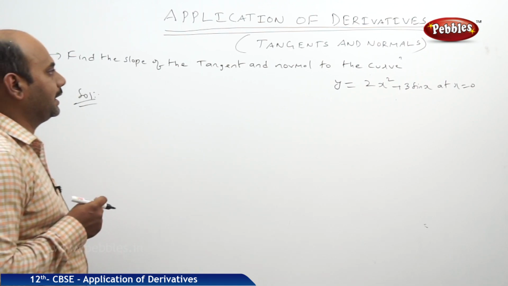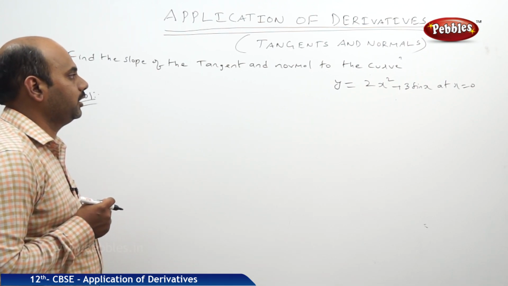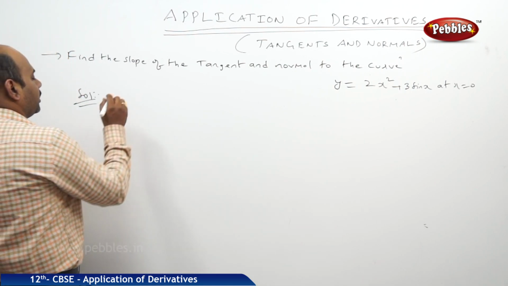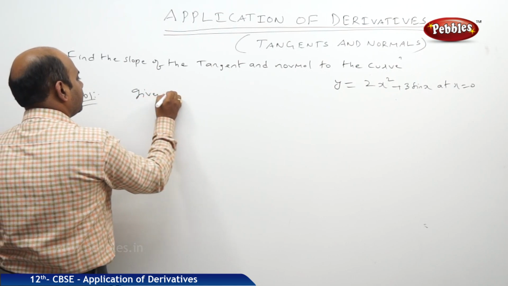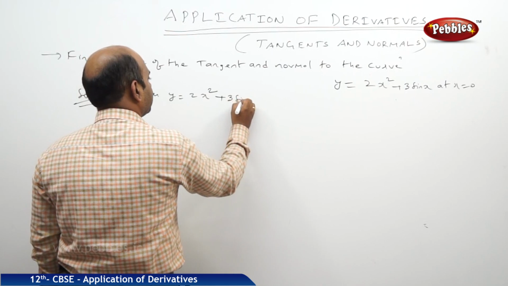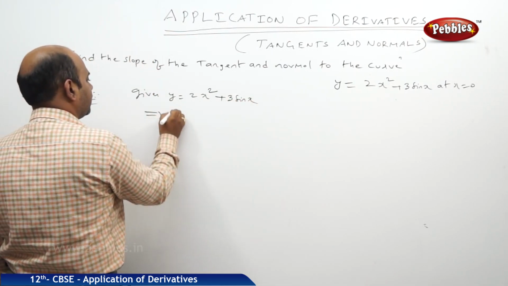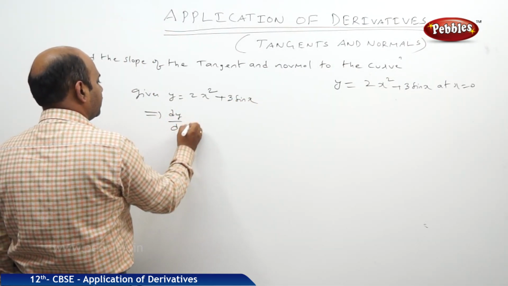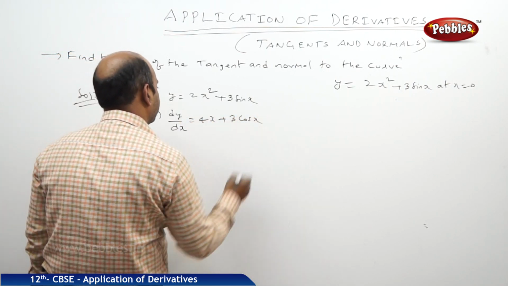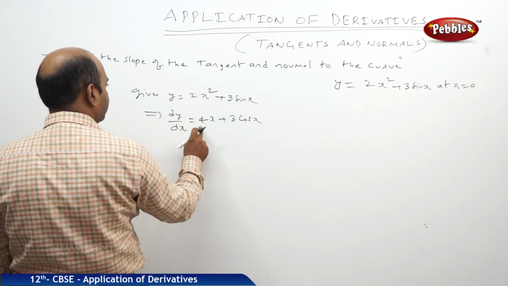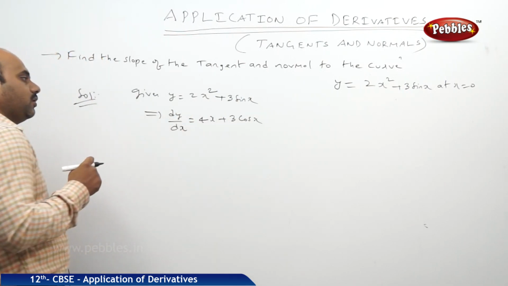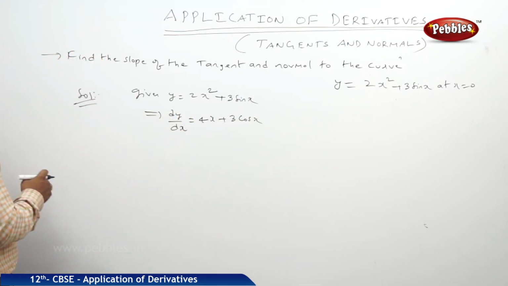Another problem we shall be seeing. Find the slope of the tangent and normal to the curve y equal to 2x square plus 3 sin x at x is equal to 0. Given y is equal to 2x square plus 3 sin x, I shall differentiate with respect to x. So dy by dx is equal to 4x plus 3 cos x, because the derivative of 2x square is 2x into 2, 4x, and the derivative of sin x is cos x.